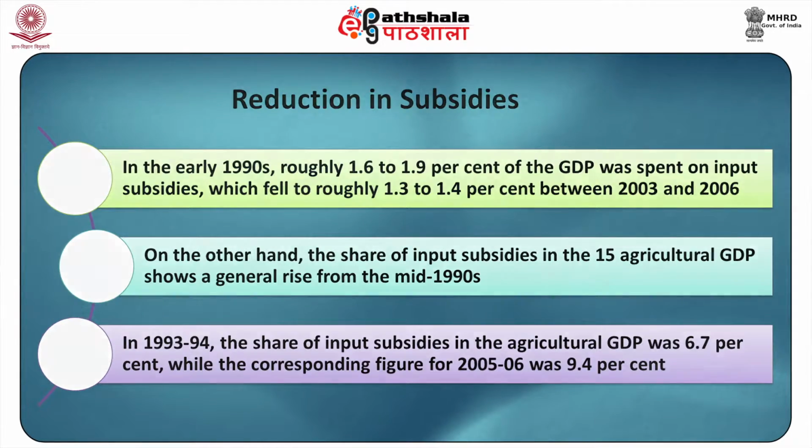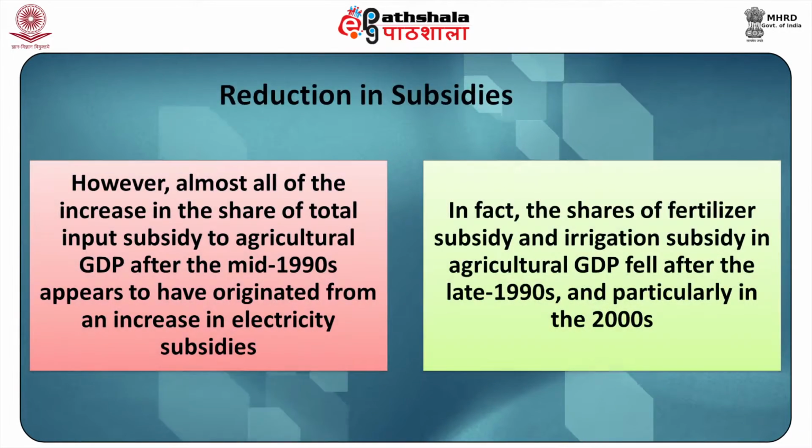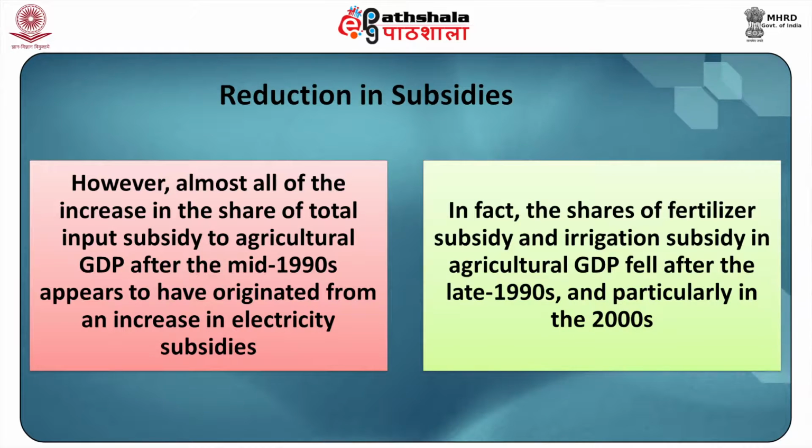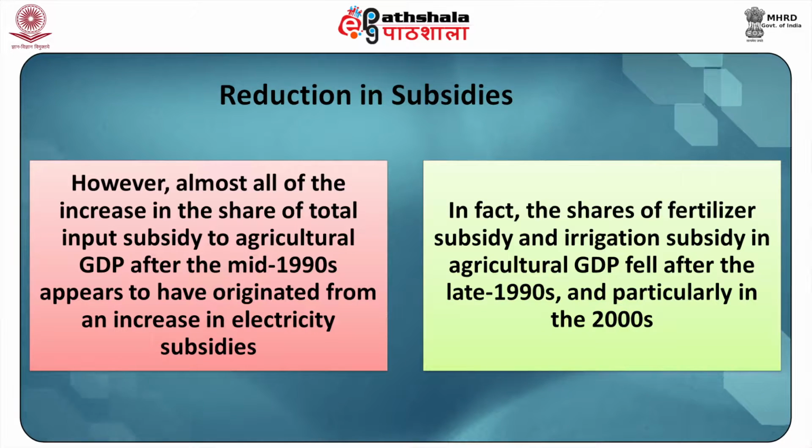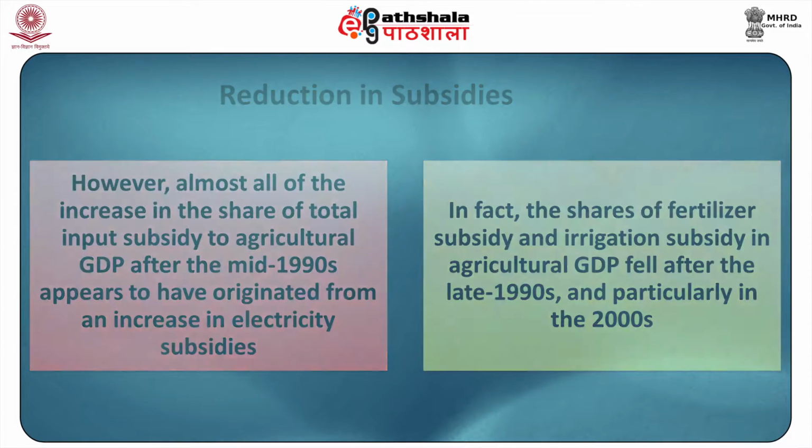to 9.4%. However, all of the increase in the share of total input subsidy to agricultural GDP after the mid-1990s has originated from an increase in electricity subsidy. In fact, the share of fertilizer subsidy and irrigation subsidy in agricultural GDP fell after the 1990s and particularly in 2000.